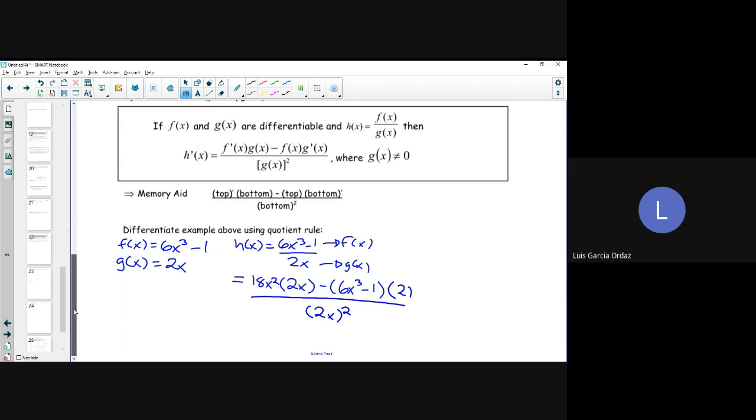All right. So now we can expand and simplify. If I expand my numerator, what does it turn into? So I have 18x squared times 2x minus 6x cubed minus 1 times 2, all over 2x all squared. What would my numerator and denominator simplify to if I were to expand them all out?